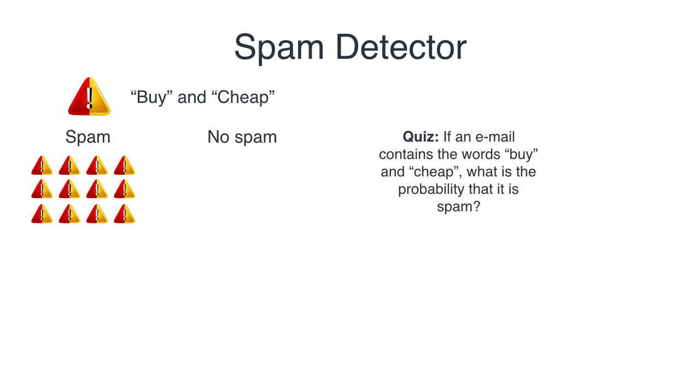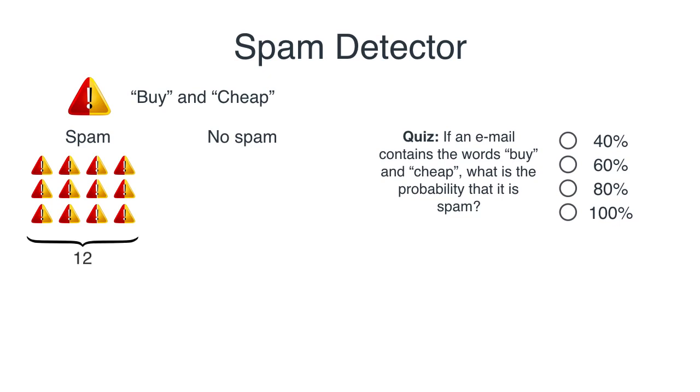So easiest quiz in the world. If an email contains the words buy and cheap, what is the probability of spam? 40, 60, 80, or 100? And this should be easy, right? Because there are 12 emails that contain both words, 0 emails that contain no words, and this is a 100% 0% split. So the answer is 100%, and we are done, right?